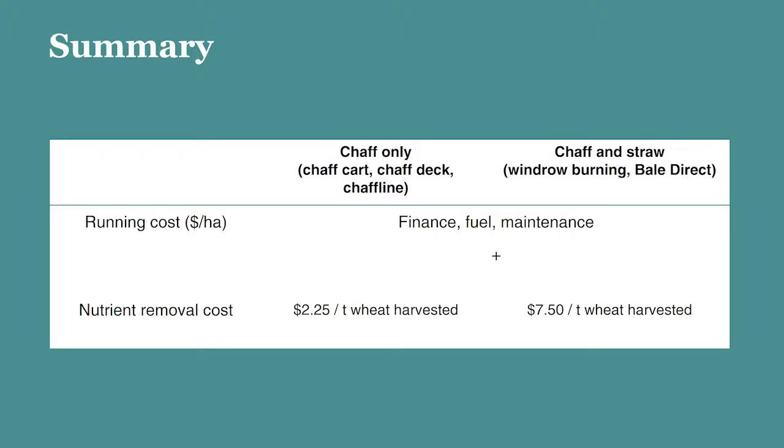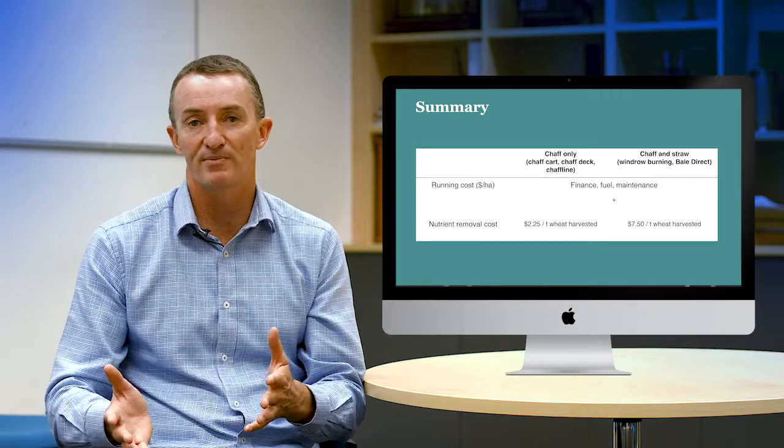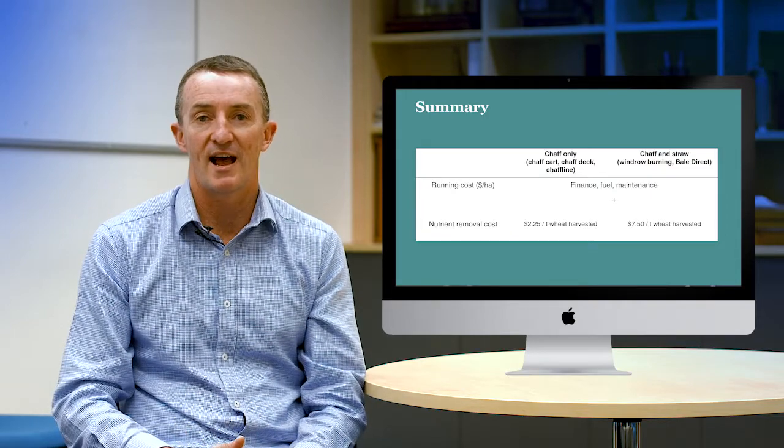So if we use these figures, we know that when we are looking at the cost of a harvest weed seed control tool, we need to first look at the running cost of the machine. That includes finance, fuel and maintenance and these sorts of things. And then we need to add the nutrient removal cost. The nutrient removal cost for the tools that remove the chaff is $2.25 per tonne of wheat harvested, or for tools that remove chaff and straw, we're looking at a higher nutrient removal cost of perhaps about $7.50 per tonne of wheat harvested. Now there will be variations for other crops. Legume crops will have higher nitrogen and so on, but these are the figures for wheat harvest.